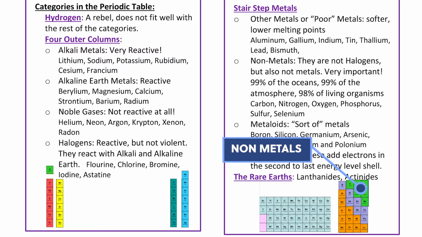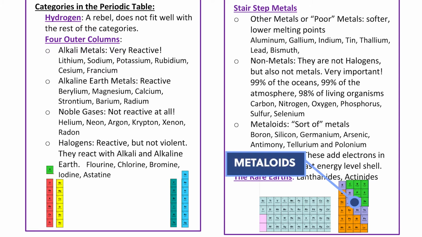Next item to talk about is the non-metals. They're not halogens, but they're also not metals. They are also very, very important. These non-metals make up 99% of the ocean, 99% of the atmosphere, and 98% of all living things. They include carbon and nitrogen and oxygen, phosphorus, and sulfur.